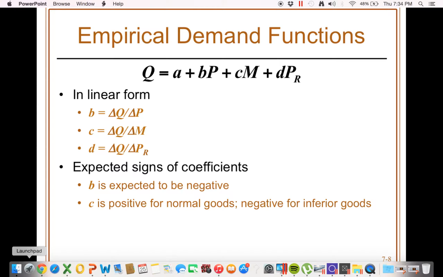D is positive for substitutes and negative for complements. So let's talk a little bit about this. Pepsi and Coke. You're looking at the quantity demanded for Pepsi, and you're looking at the price of Coke. If the price of Coke goes up, what would happen to the quantity demanded for Pepsi? It would go up. That's why it's positive for substitutes. How about negative for complements? That's again like the chips and dip, like I said before. If the price of the dip goes up, most likely the demand for chips might go down, and that's why there's a negative relationship there. Okay?